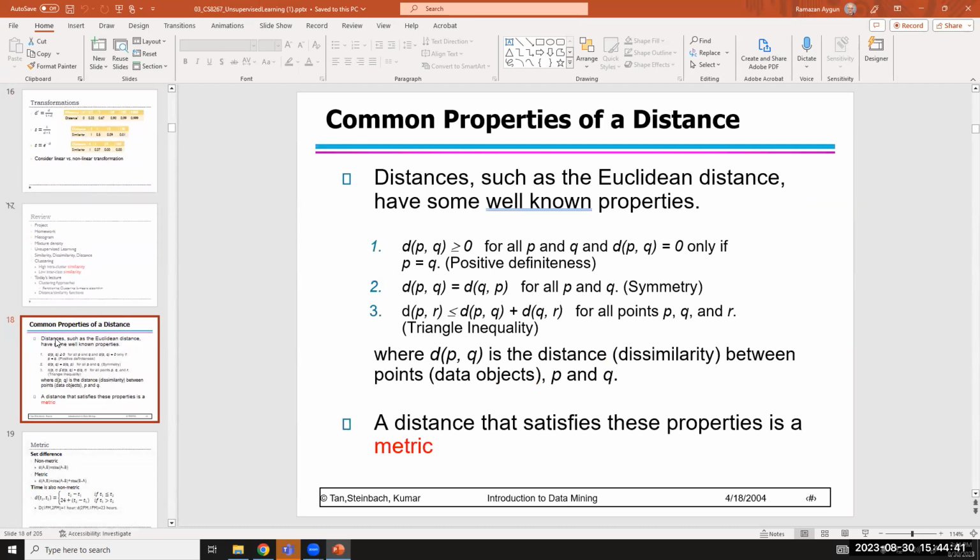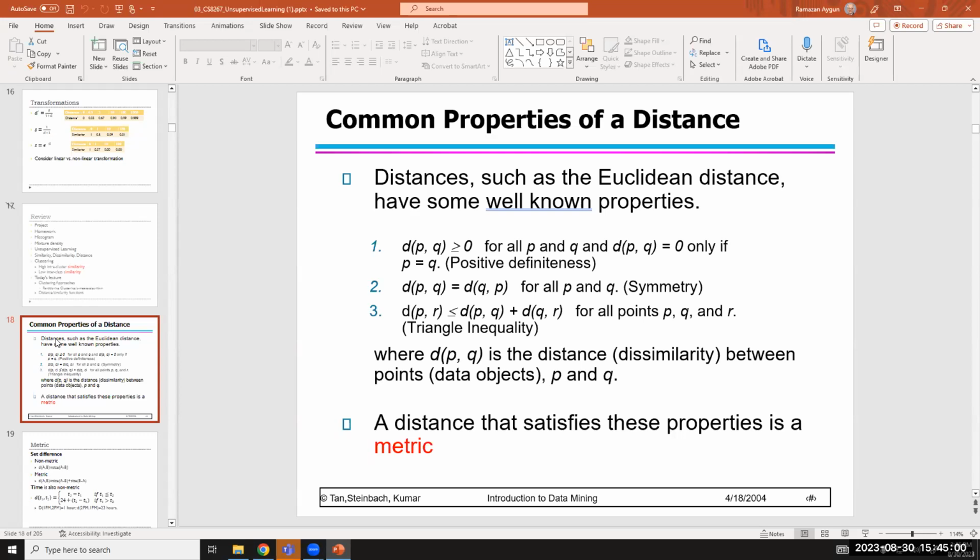You may wonder why I go over this. In the first slide, when I started, I said the performance of clustering depends on two things: the distance or similarity measure plus the method. Okay, so that's why this is important.